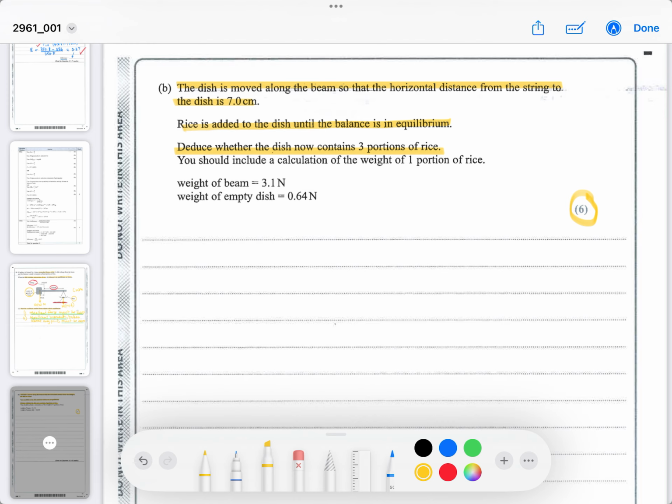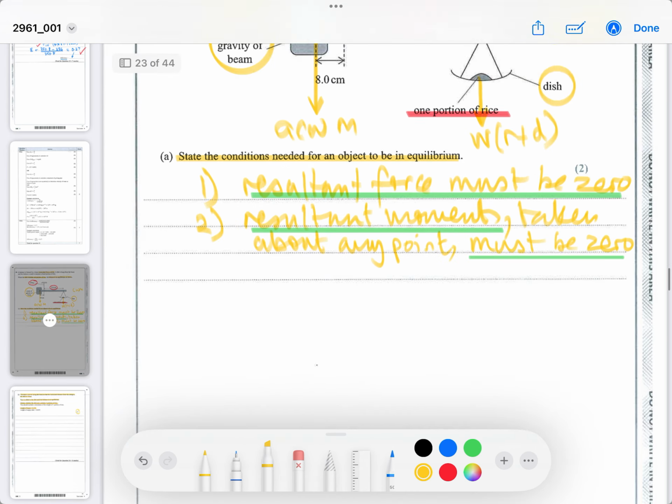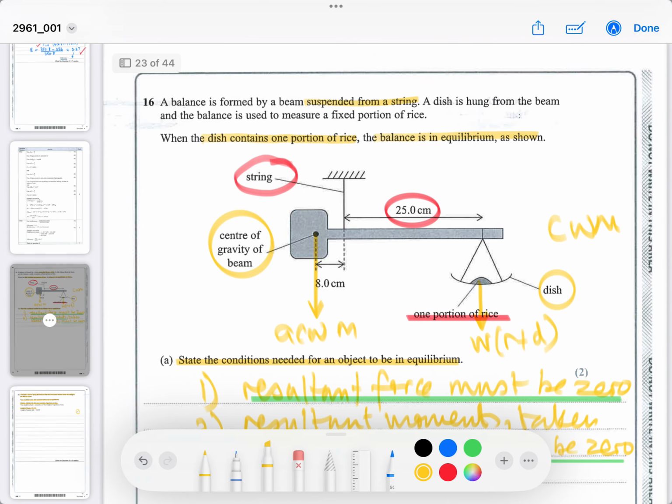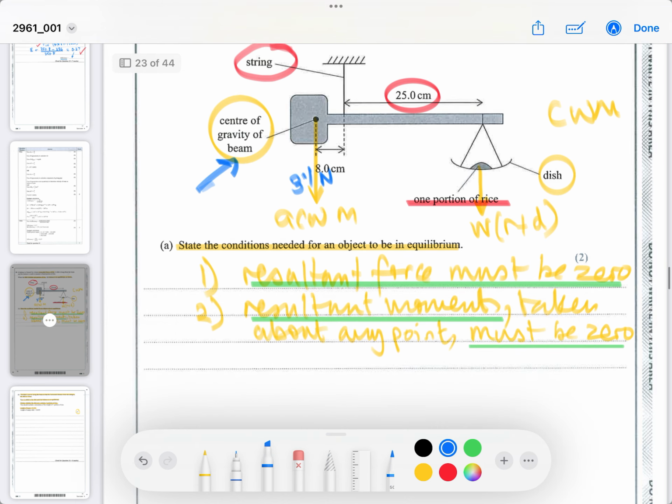crucial in calculating the moments, and they've given us now the weight of the beam. So the weight of the beam was the counterweight to the rice. So the weight of the beam acts through the center of gravity. So the weight of the beam here is 3.1 newtons, 8 centimeters from the string. Okay, that's 3.1 newtons. Okay, so we know what we're balancing. 1 portion is balanced 8 to 25.